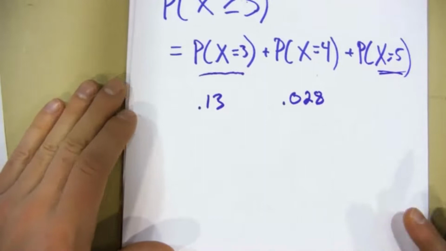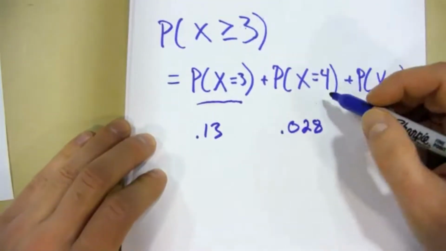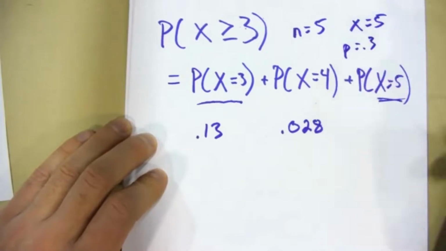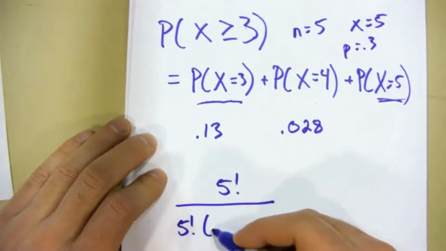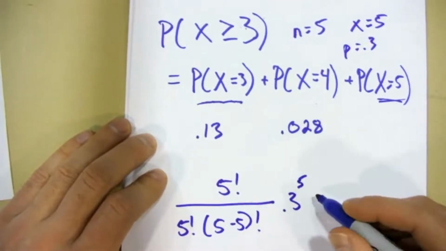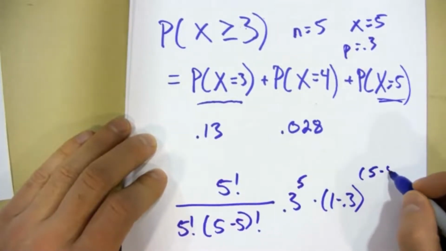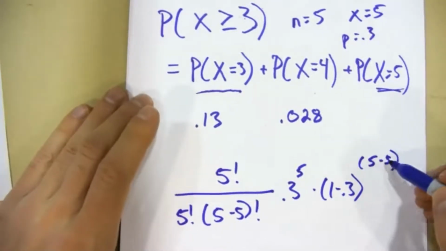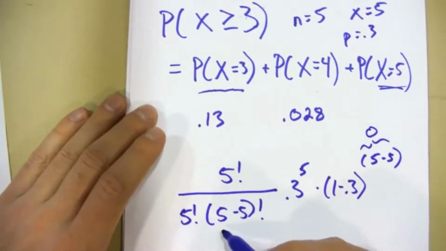Right? So I'll go ahead and write this out. I think there's a slide for it, but we'll write everything out. Our n was what? n was 5. x is now 5. And p was 0.3. So n factorial over x factorial times n minus x factorial, probability of success to the x power times 1 minus the probability of success to the n minus x power. Okay, well, let's do the simple math here. 5 minus 5 is what? 0. Okay. 5 minus 5 down here is also 0.